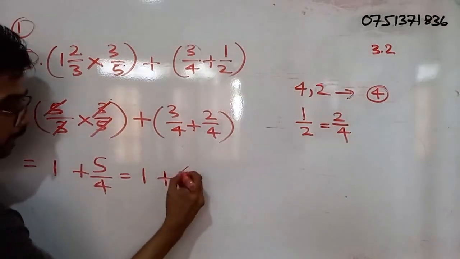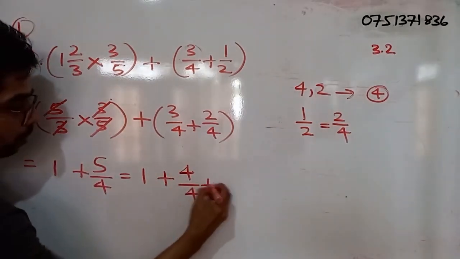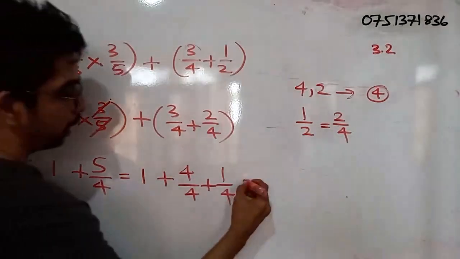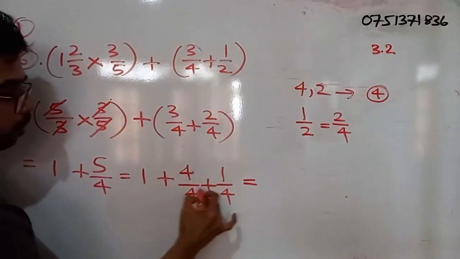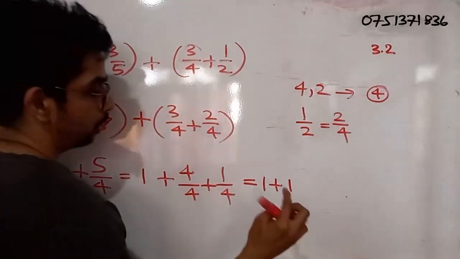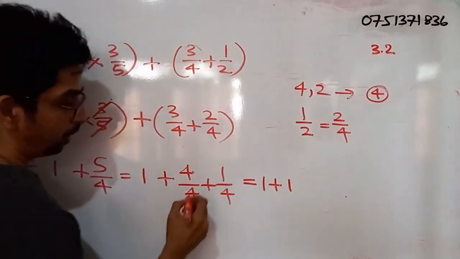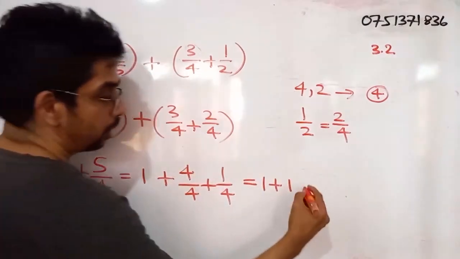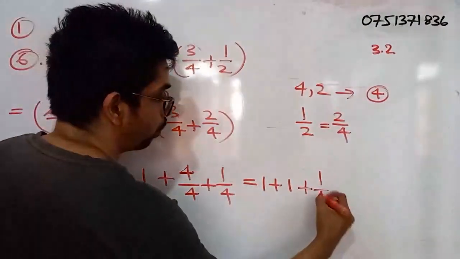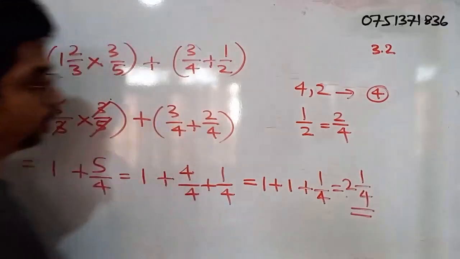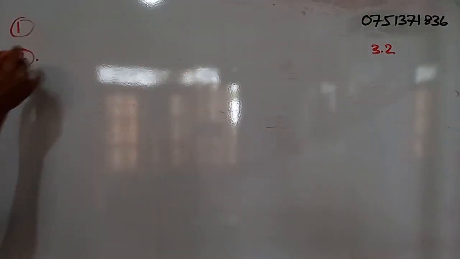I can rewrite as 4 by 4 plus 1 by 4. Okay. Then 4 by 4, we know that is what? A whole one. So 1 plus 1, this 4 by 4, we convert that into a 1. Plus 1 by 4. So the answer is 2 and 1 by 4. So that will be the answer.